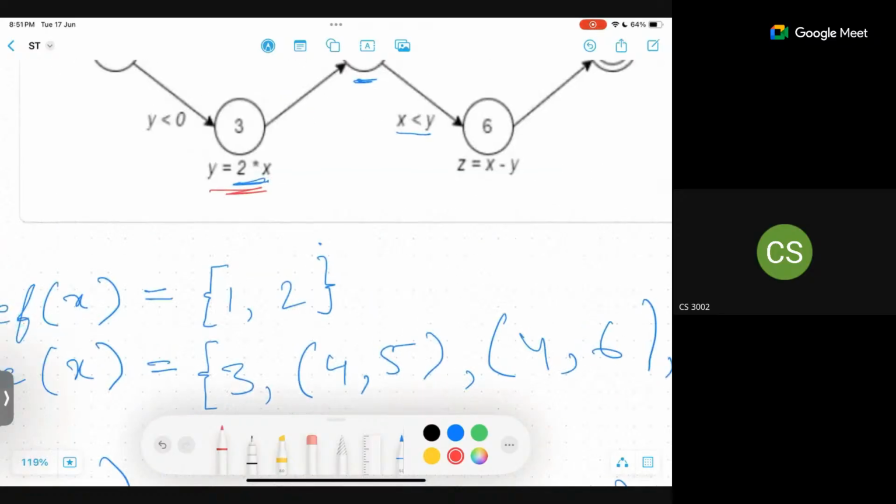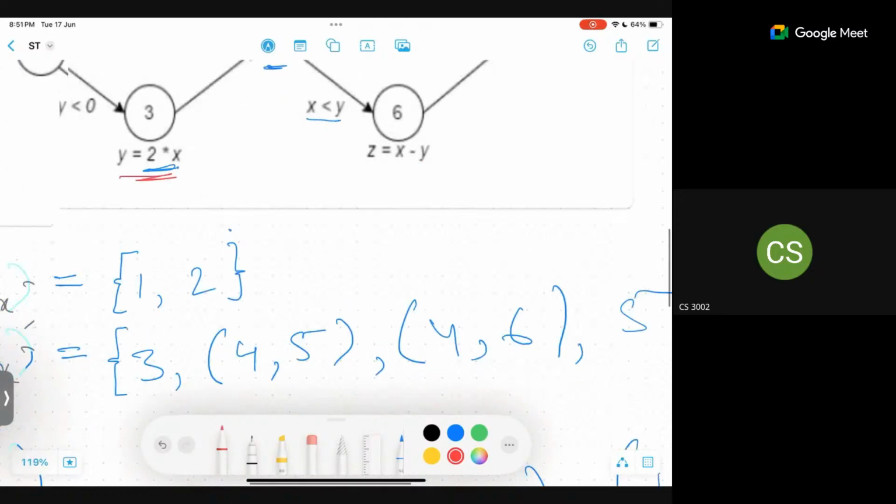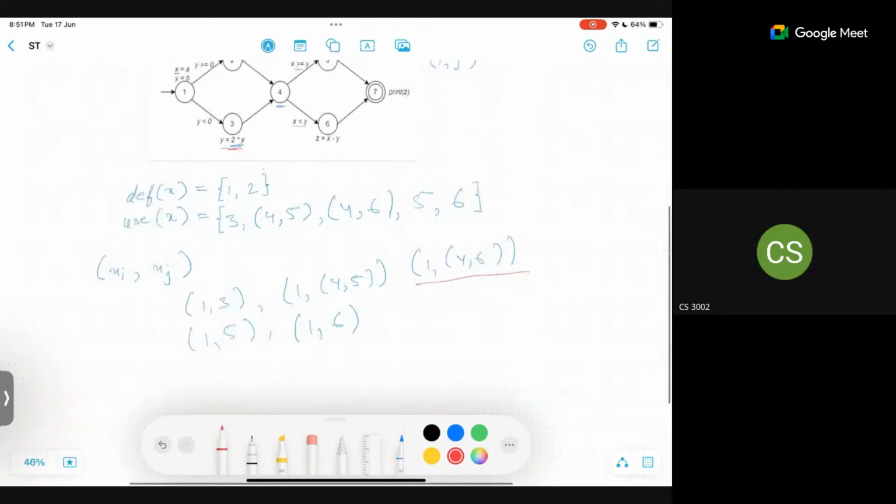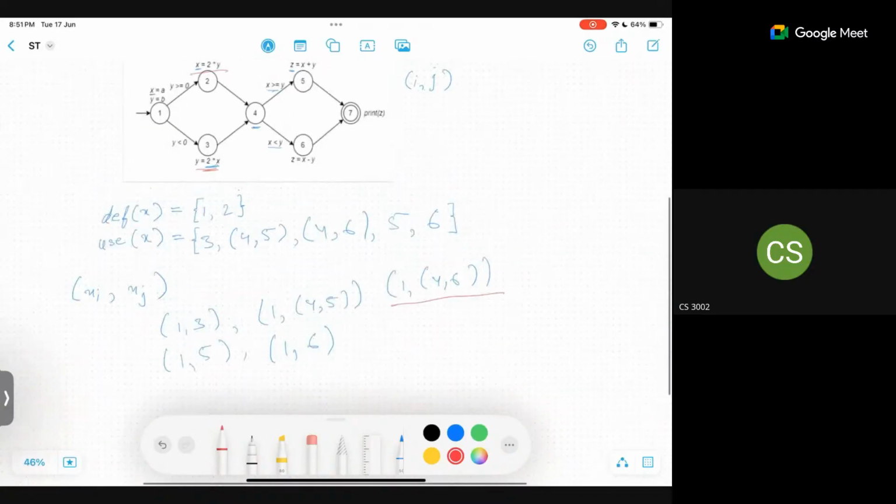But in this case it is okay because it is for y, right? It's not for x, so we can consider it. So we will consider it. This path will be what? 1 3 4 6. This is one path, and this is for the definition at 1, and the use at the edge. Be careful with that.